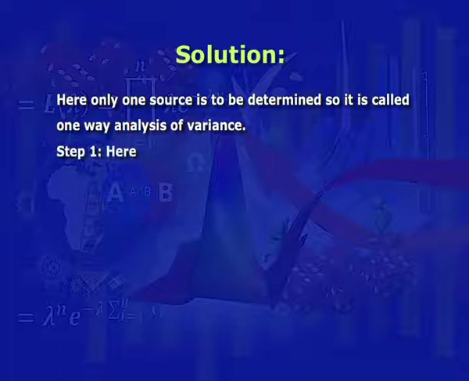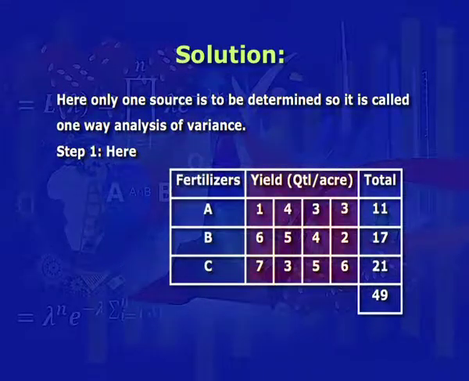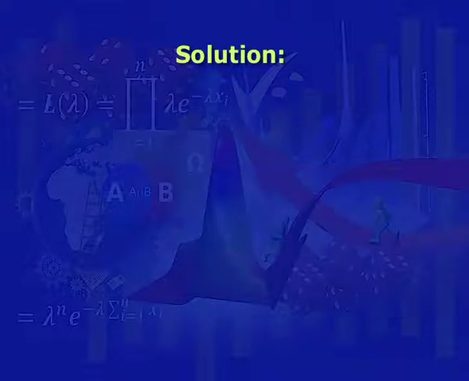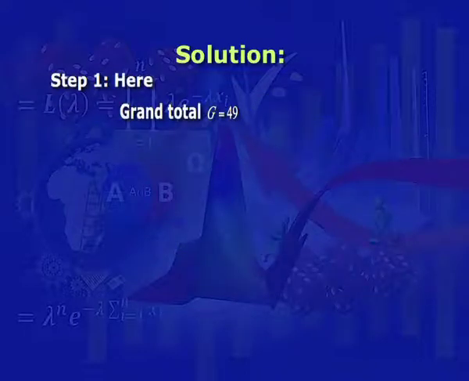In step 1, here we have given the values of the yield due to different fertilizers under 4 different plots. Let us find the total yield for fertilizer A, that is the sum of 1, 4, 3, 3, which comes out to 11. Similarly, for fertilizer B, the total becomes 17, and for fertilizer C, the total is 21, and the total of all these totals is 49. We call it the grand total. Here grand total G is equal to 49.